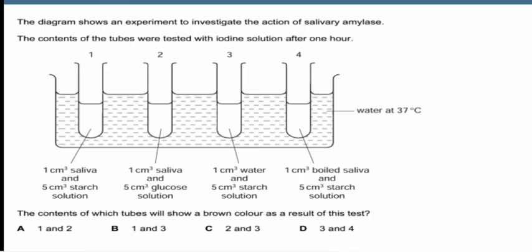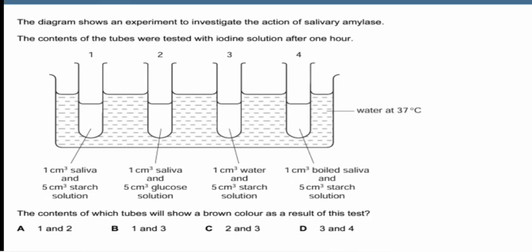Then as for test tube number 3, we have the same volume, but now it's a volume of water. Then when it comes to the starch, we have the same volume of starch, which is 5 cubic centimeters of starch solution. Then as for test tube number 4, we have 1 cubic centimeter of boiled saliva and 5 cubic centimeters of starch solution. So the question reads, which tubes will show a brown color as a result of this test?